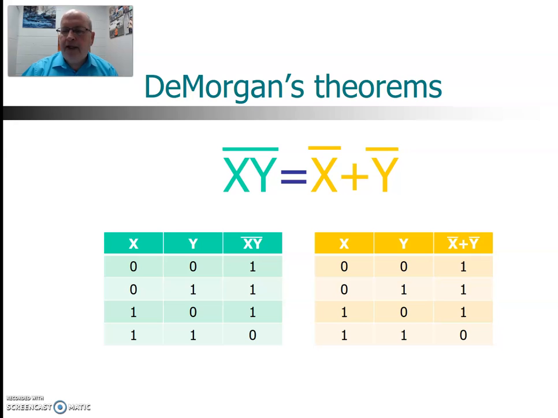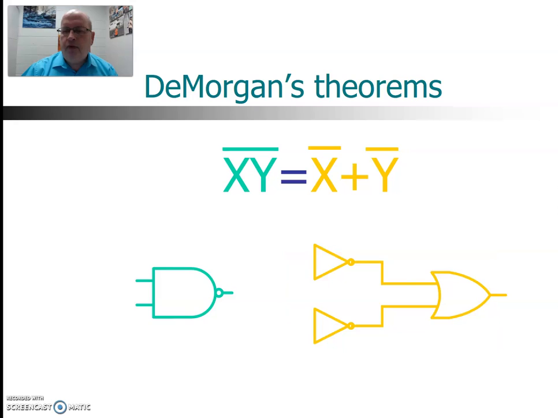If we were to look at this in the context of digital gates, the first one would be simply a NAND gate, and the right-hand side would be an OR gate with two inverters on the input. And what DeMorgan is telling us is that those two circuits are equivalent. They're going to give us the same output.